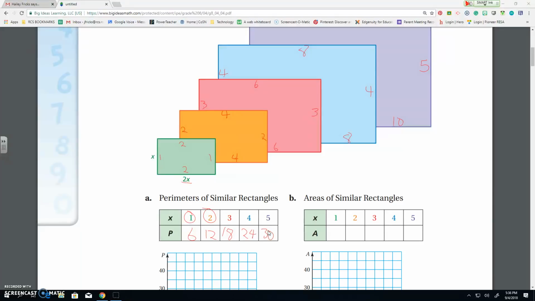Now, to find the area of those, area would just be multiplying. So here we would say 2 times 1, so 2 times 1 would be 2. Then we would have 4 times 2, that would be 8. 6 times 3, which we know is 18. Then we would have 4 times 8, which is 32. And then we would have 5 times 10, which would be 50. So that's going to give us all of our numbers in our table.